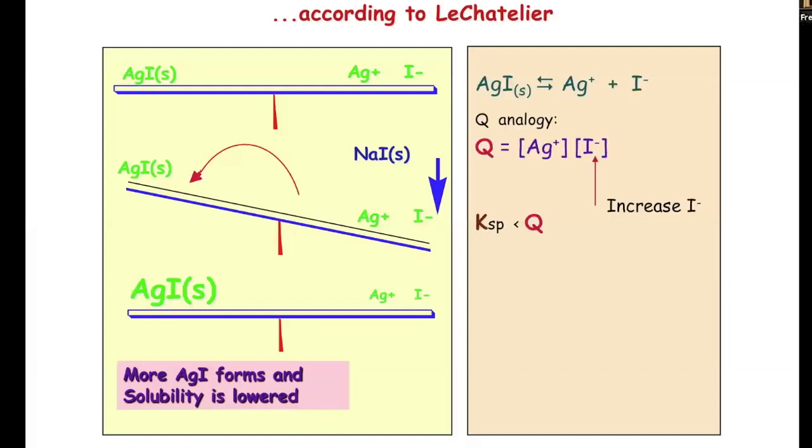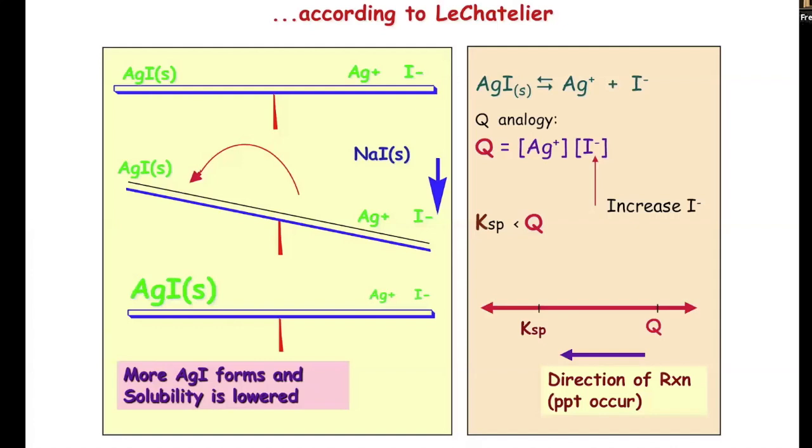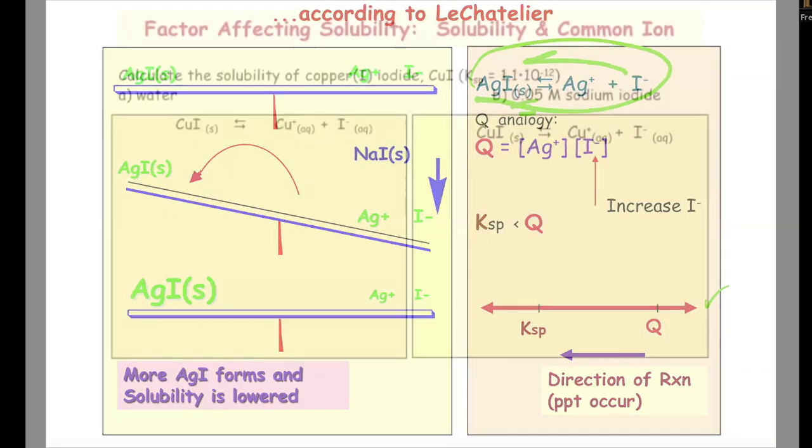You can see that in the mathematics. You've got this Q value, silver and iodide. If you increase I, that means that the Q value is going to be greater than the KSP, and therefore, in order for Q to get back to equilibrium, the reaction has got to move to the left, that you see here. And this reaction moving to the left means you have more precipitate. The math and this teeter-totter analogy sing the same song.